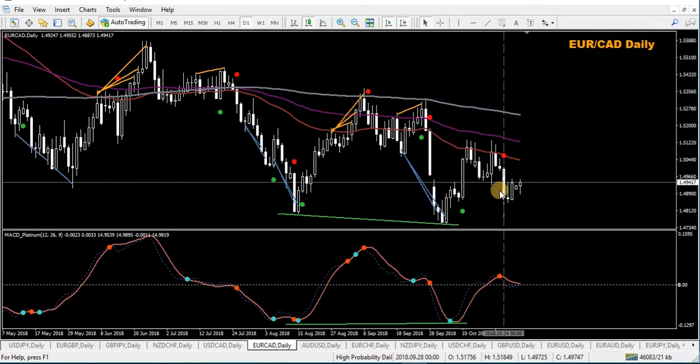Euro CAD, same deal, no trades on at the moment. Still possibly looking, no, at the moment there's nothing going there. It's gone up. I didn't take that trade, it's too close to the MAs, dropped down, dropping down now.